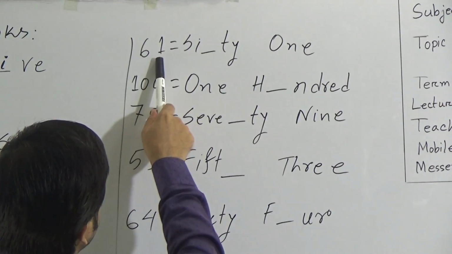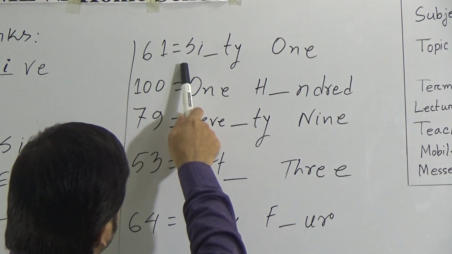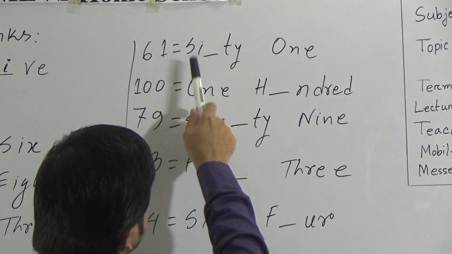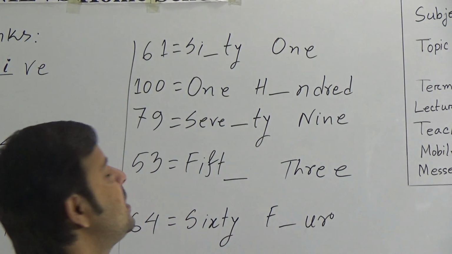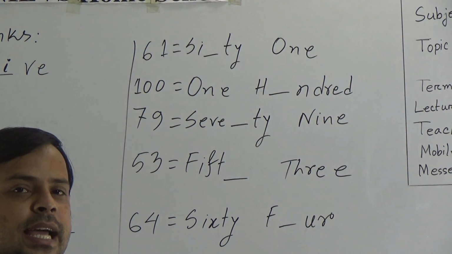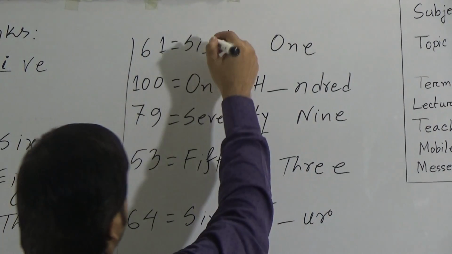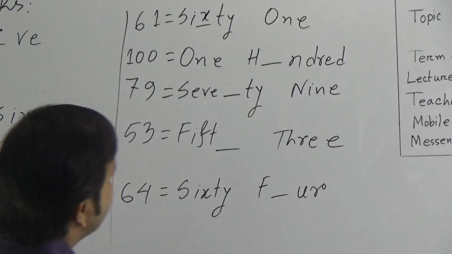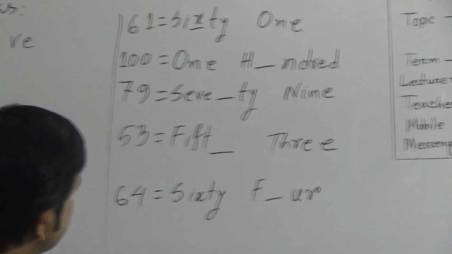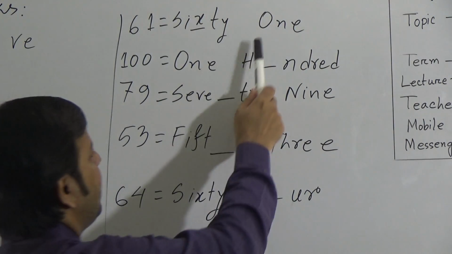Next one is 61. Dear students, to write 60 we need the spelling. The spelling of 60 is S-I-X-T-Y. So after I we have to write X. So here will be X in the blank. 60, and 1. Here is 1.